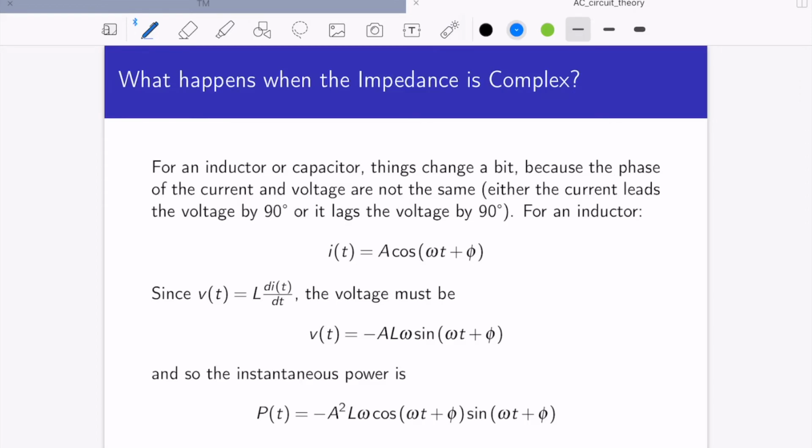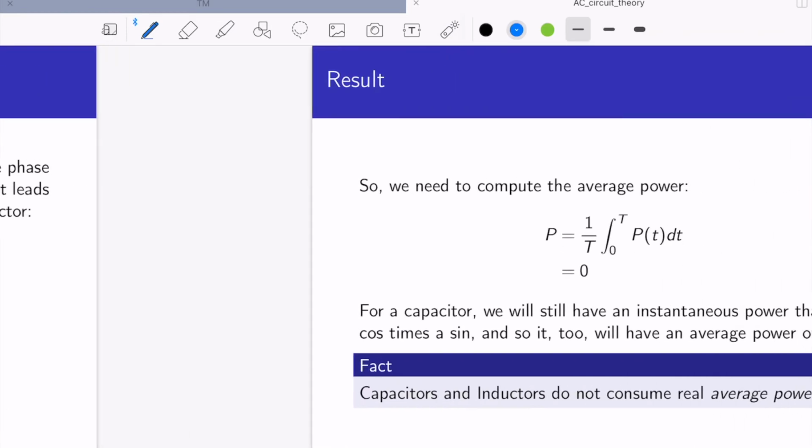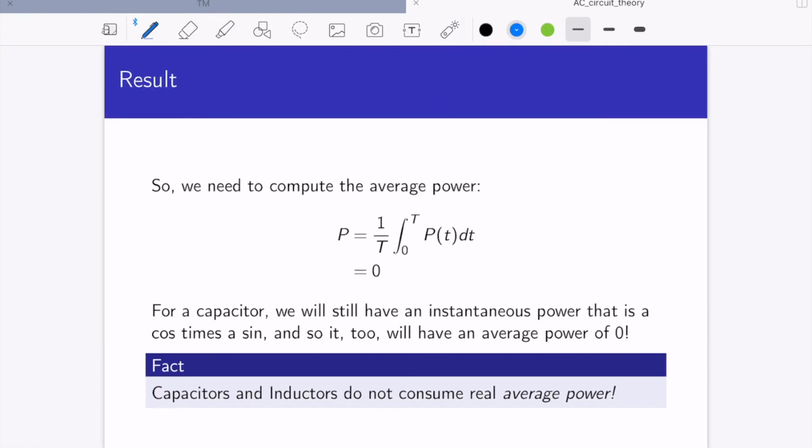If we multiply the voltage times the current, we get the instantaneous power, which will be minus A squared L omega cosine of omega t plus phi times sine of omega t plus phi. From this we can tell that when we compute the average power, 1 over T times the integral from 0 to T of p of t, where T is the period, we end up with an average power of 0.